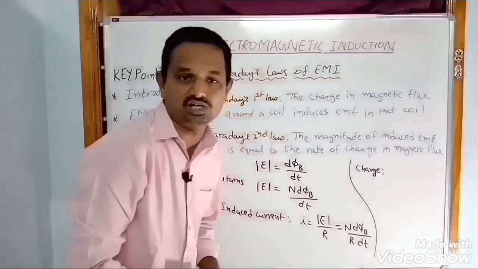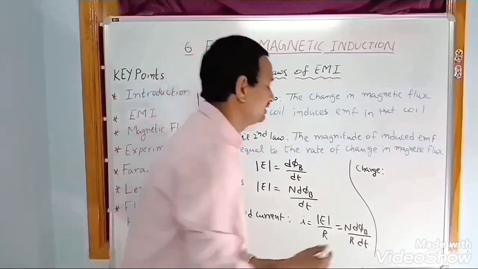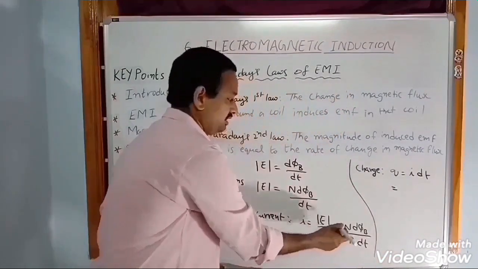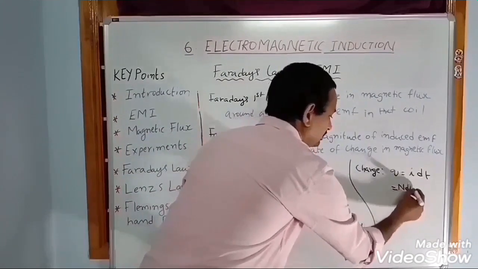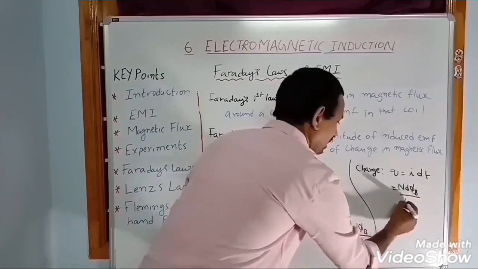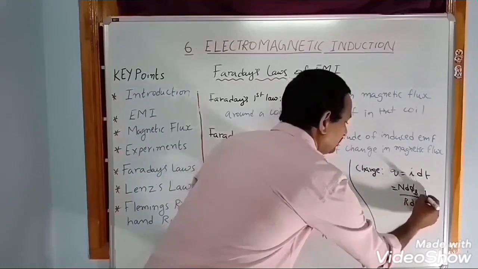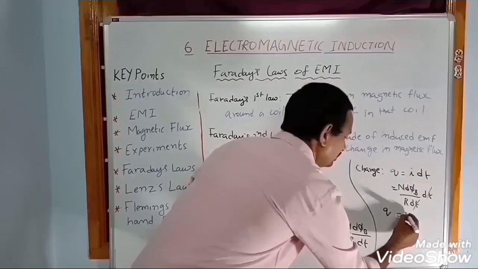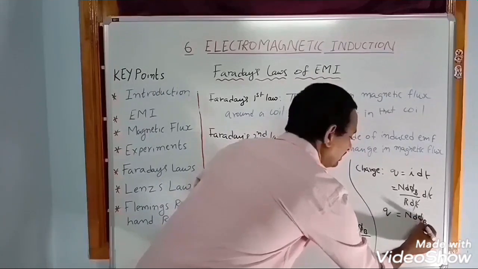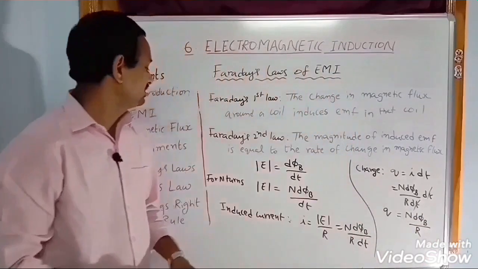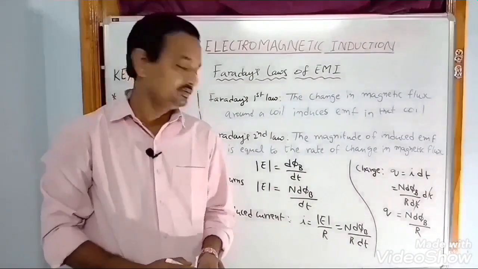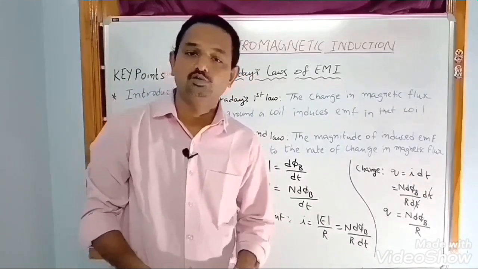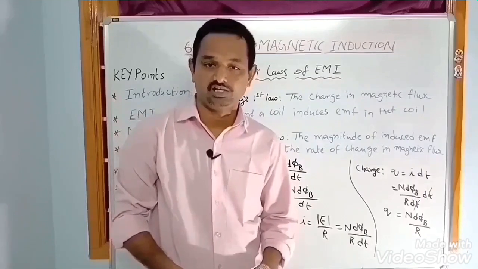If q charge is flowing in small time dt, then q equal to I into dt. Here I we already got: n into d phi B by R into dt, into dt. dt cancels, so we got charge q equal to n into d phi B by R. So that's about Faraday's second law. What is Faraday's second law? The magnitude of induced EMF is equal to the rate of change in magnetic flux.